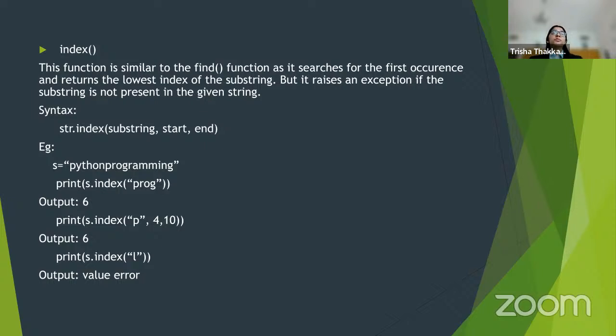So the example over here is the same as before. When we print s.index("prog"), it gives us 6. And when we print s.index("p", 4, 10), it also gives us 6. The only difference here is in the last example. When we print s.index("L"), the output will be a ValueError.